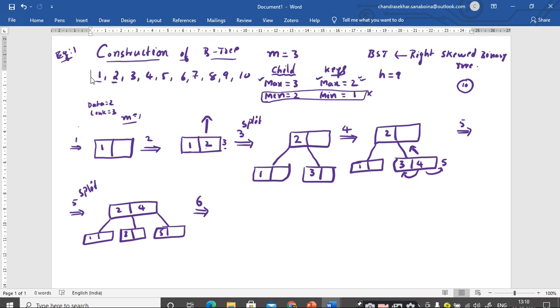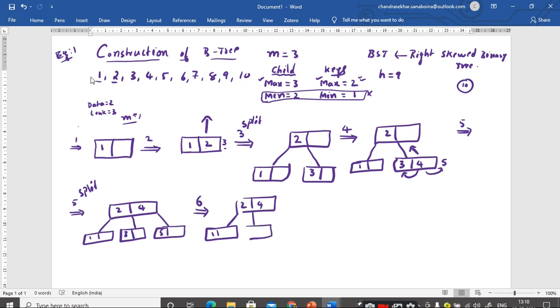Right, it has to be the right part of 4, right? And if you look at the right child of 4, there is a vacant position to insert 6. So I can insert 6 here. So if I redraw it, I get like this: 2, 4, and this is 1.